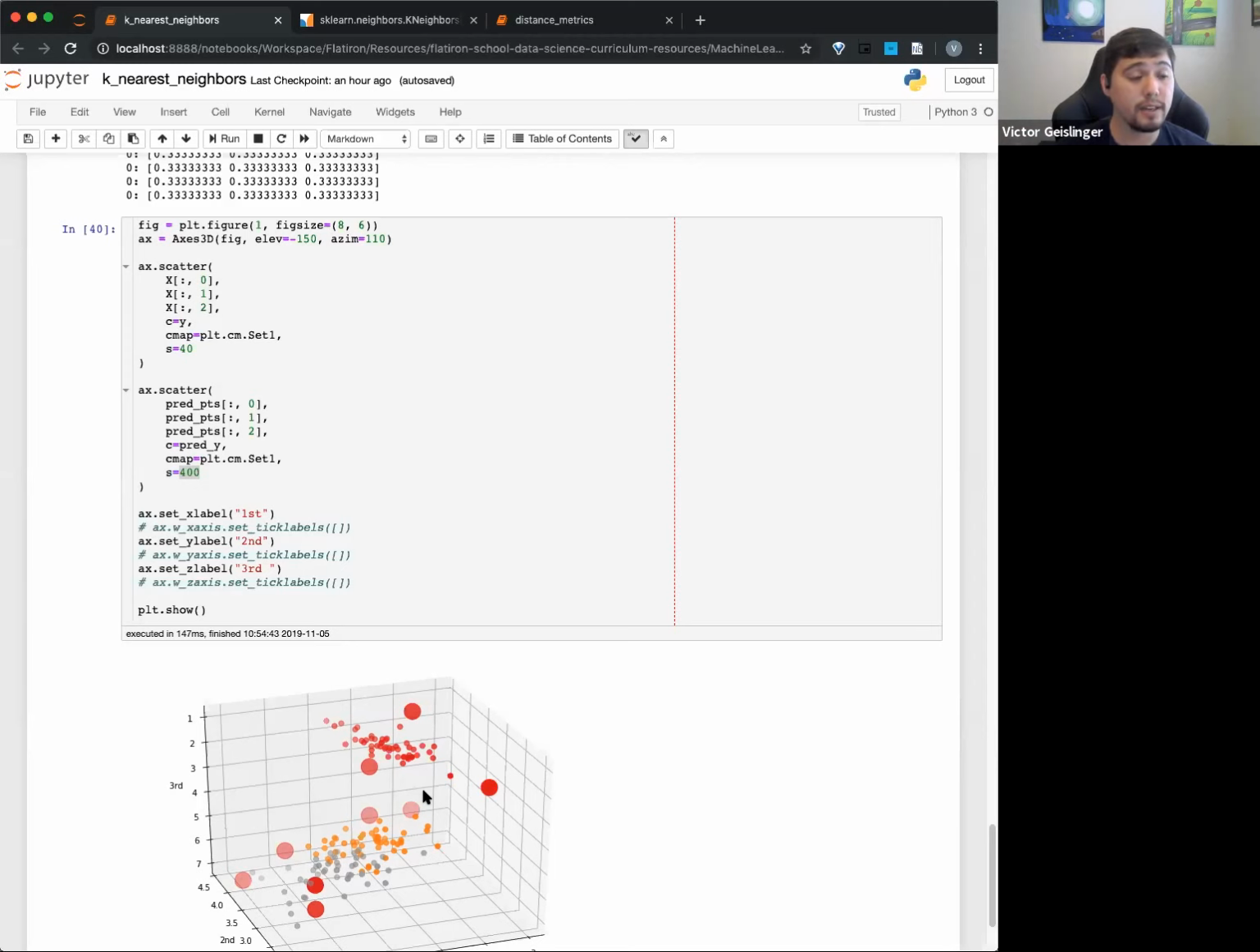So that's K-Nearest Neighbors. Next time we'll talk about section 34, which I believe is decision trees. We'll talk about decision trees and see how those work.